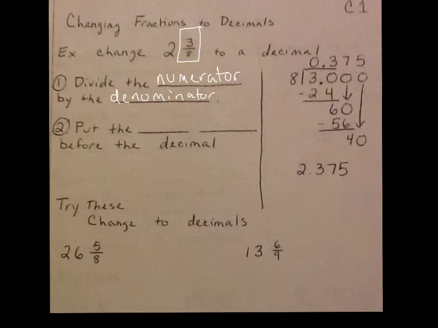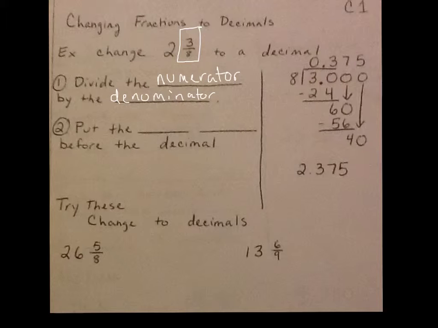When we went to divide 8 into 3, well, 8 can't go into 3, so you had to put a 0 there. So you add a decimal and then you add a 0, and now can 8 go into 30? Sure can. 8 goes into 30 3 times, and 3 times 8 is 24. So now we subtract 30 minus 24, and we get 6.